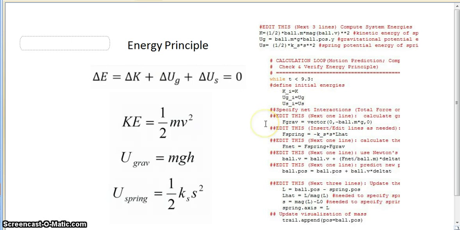Next, I calculate the force of gravity by multiplying the mass times gravity. I calculated the force of the spring by multiplying the spring constant times the stretch times L hat. The net force is the sum of those two forces. I used Newton's second law to update the velocity of the mass, which I then used to update the position of the mass. The new position is used to update the spring. The new length of the spring is used to calculate s, which tells us how much the spring is stretched or compressed.